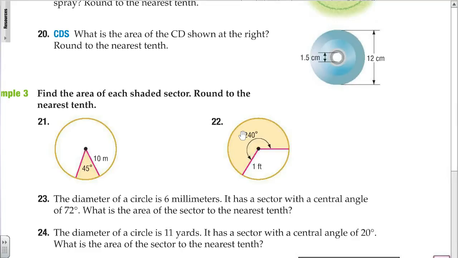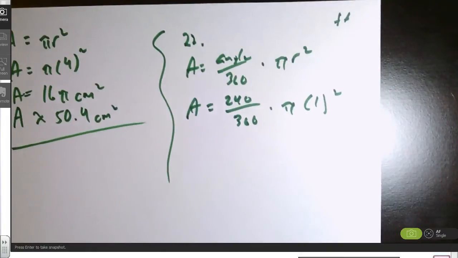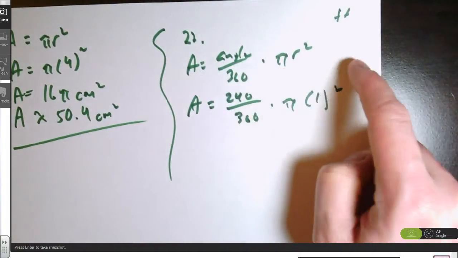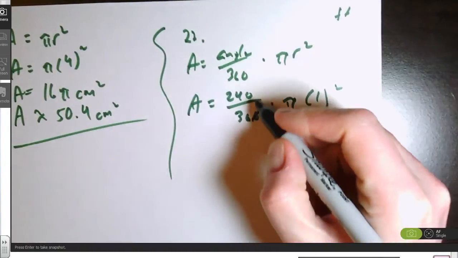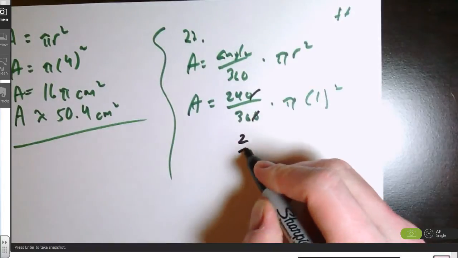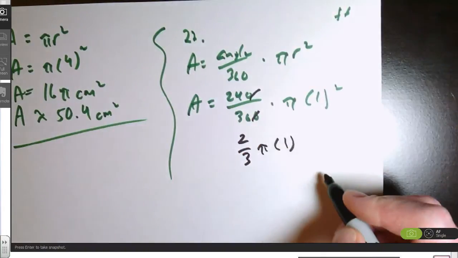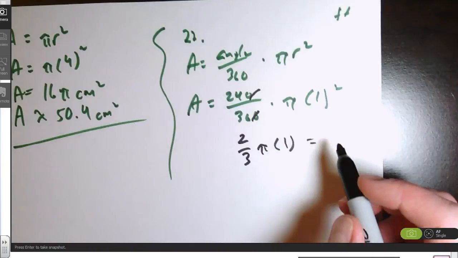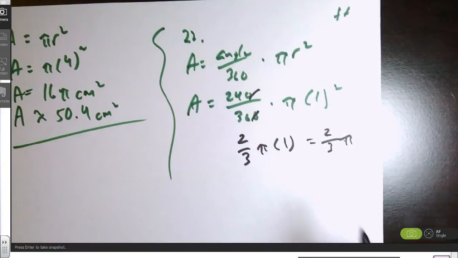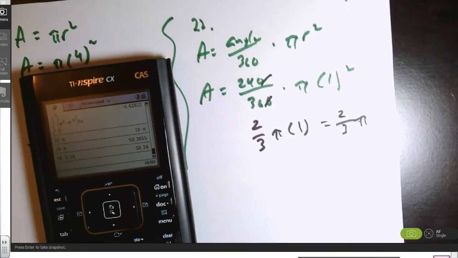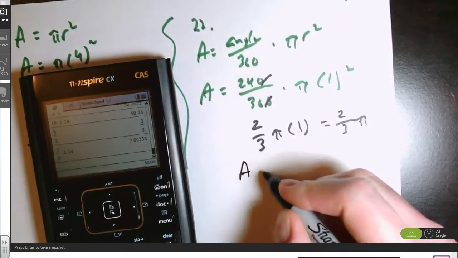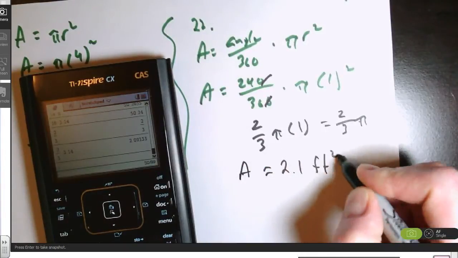So if I cut to my paper, angle over 360 times pi times 1 squared. Now what ends up happening in this one is if you reduce this, 240 over 360 is actually 2/3, so 2/3 pi times 1, because 1 squared is 1. So then we go to the calculator: 2 divided by 3, times 3.14, we get 2.09, so the area is approximately 2.1 square feet.